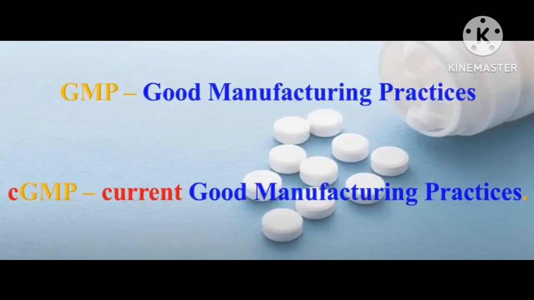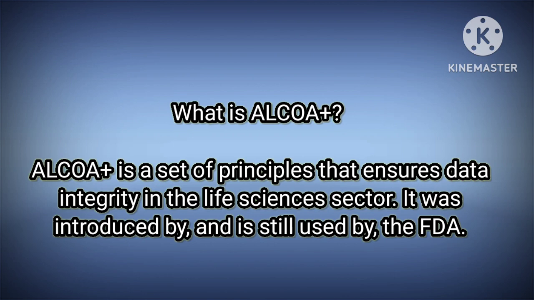GMP means good manufacturing practices. CGMP means current good manufacturing practices. What is ALCOA Plus? ALCOA Plus is a set of principles that ensures data integrity in the life sciences sector. It was introduced by and is still used by the FDA.